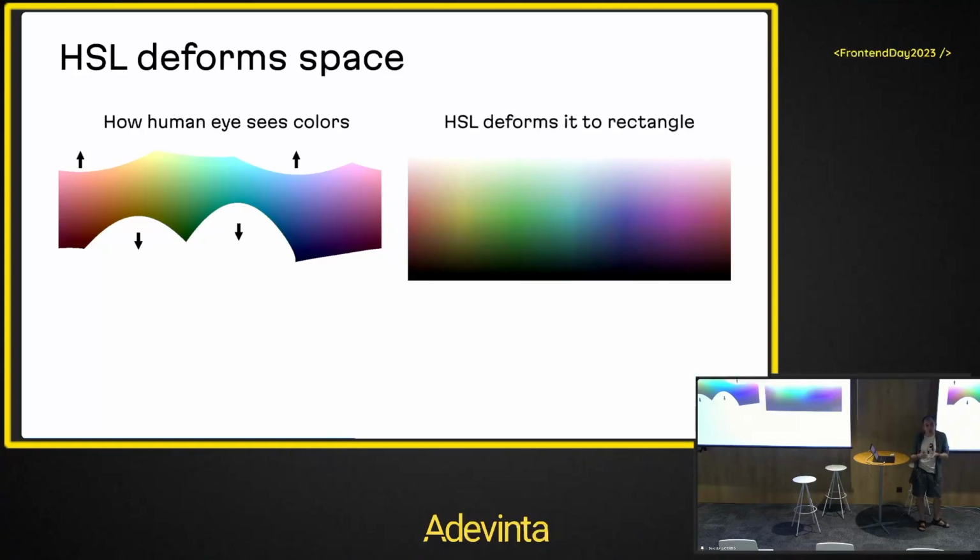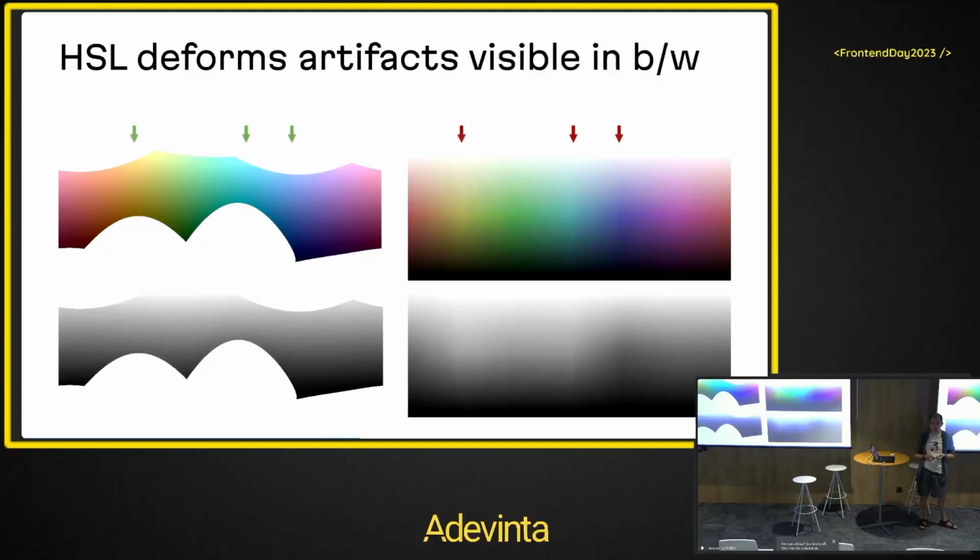How can we generate the cylinder in HSL? We just deform the space. We increase it here to make a perfect cylinder, but this creates problems.